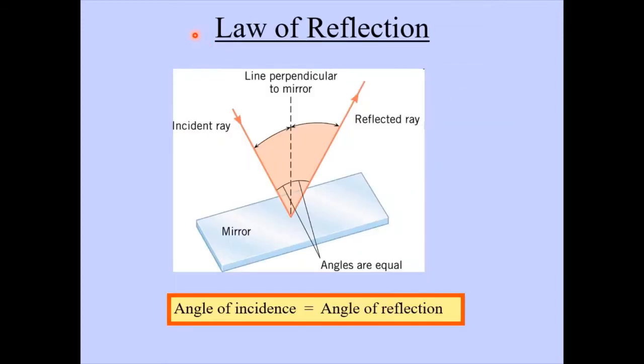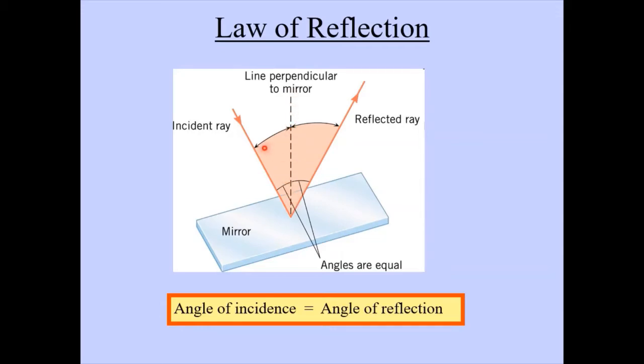Reflection obeys a very simple law called the law of reflection, and the law of reflection says that the angle of incidence is equal to the angle of reflection. So what do we mean by that? Well, let's say we have a mirror here laying flat on the floor. Let's imagine this perpendicular line coming straight up off of the mirror. So if we were to take a flashlight or a laser pointer, say, and point it down here, this angle right here is called the angle of incidence. This is the angle with respect to this perpendicular line right here.